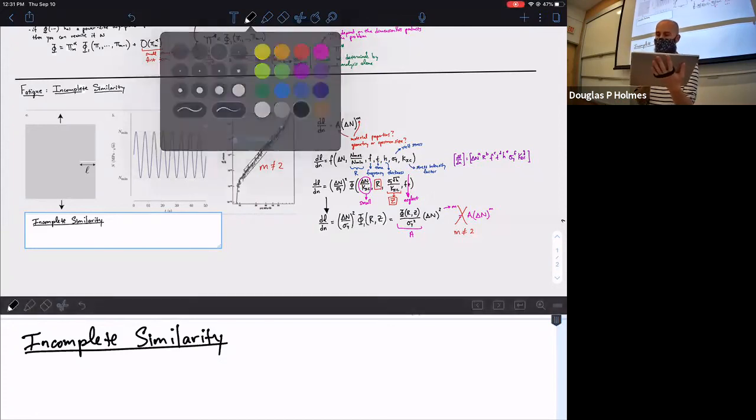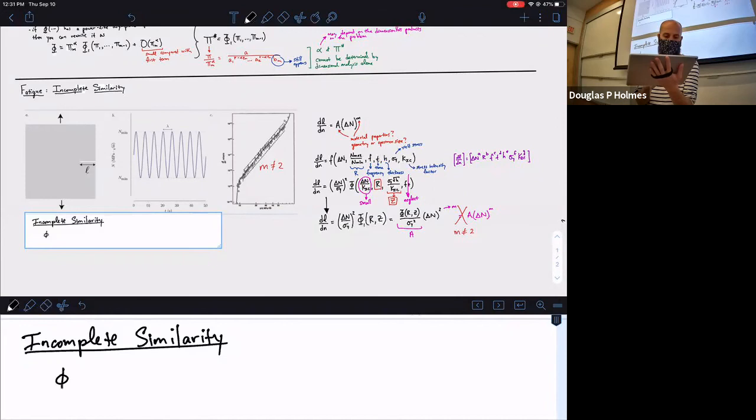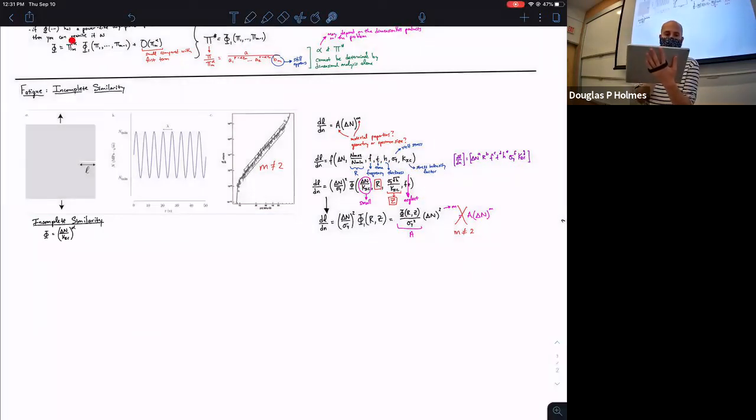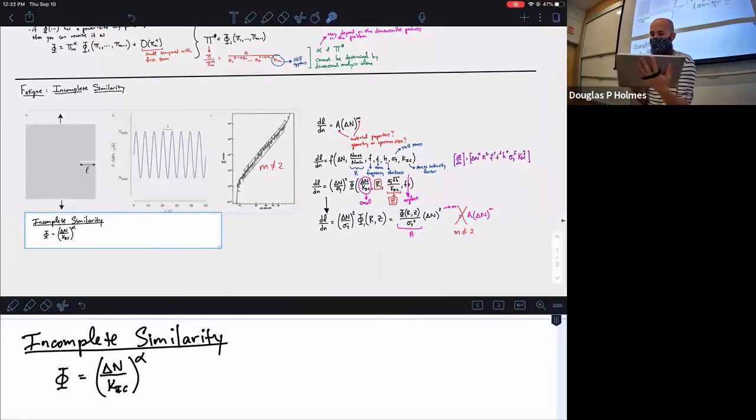So we can say my unknown function should probably be written as delta N over K_IC to the alpha, recalling that's my dimensionless parameter, pi m is this, and I'm raising it to some unknown constant alpha, and then I need to multiply that by my reduced unknown function. My reduced unknown function is this thing. So let's do that.